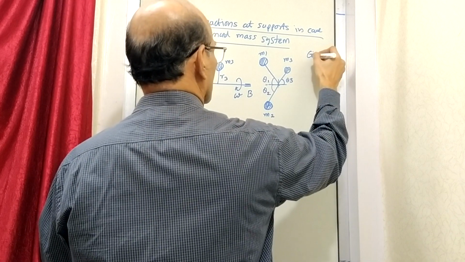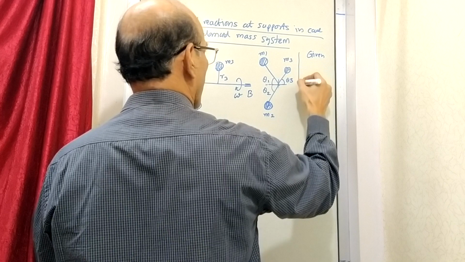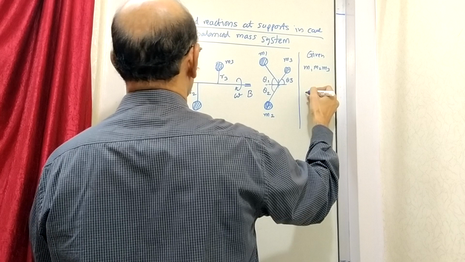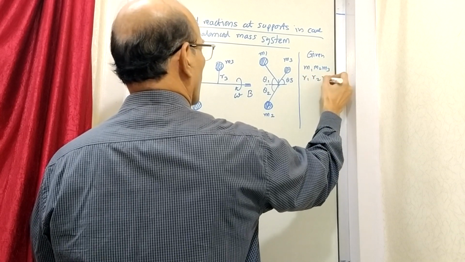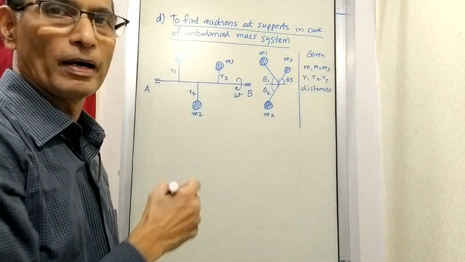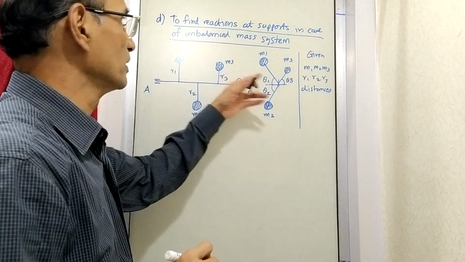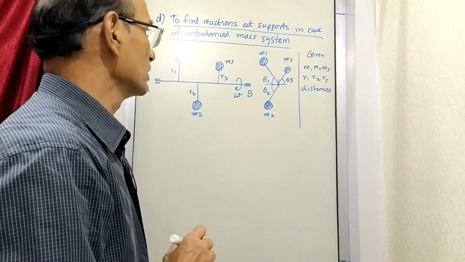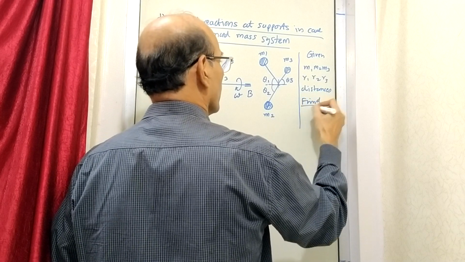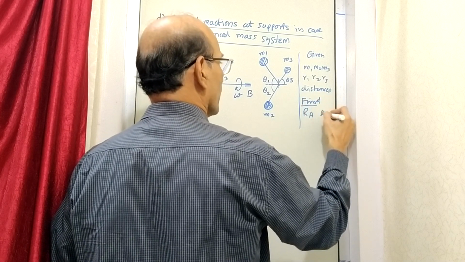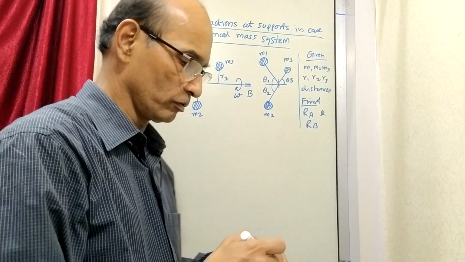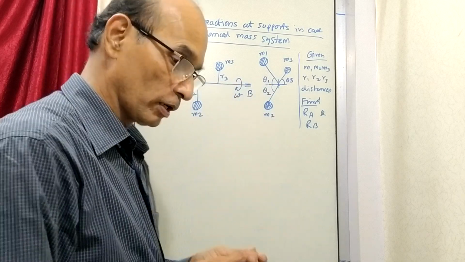So given M1, M2, M3, then R1, R2, R3. Whatever distances you require, all the distances are given. The radius and the mass of all the three cases are given. And now we are asked to find the reaction at A and the reaction at B. So this is given and this you have to find out. So at A and at B, what are the reactions?